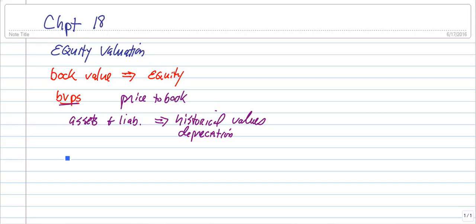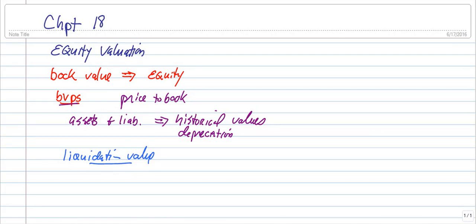Another definition of value is liquidation value. If we're trying to establish a floor value, then maybe liquidation is a floor value. That is, the price should never drop below the liquidation value.